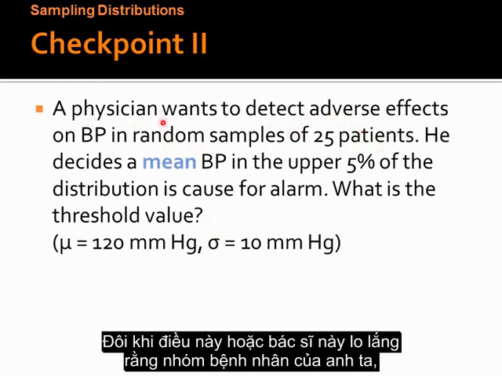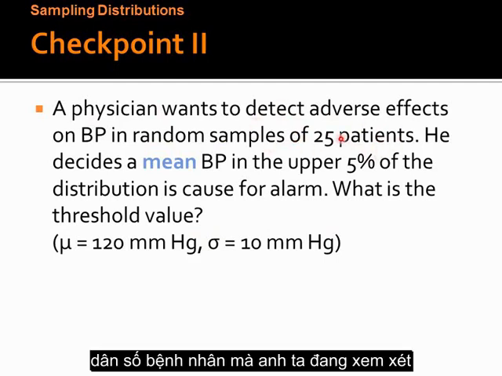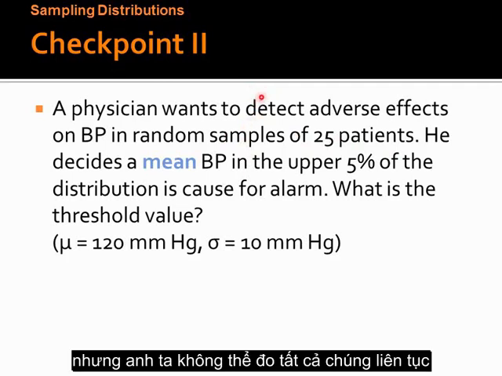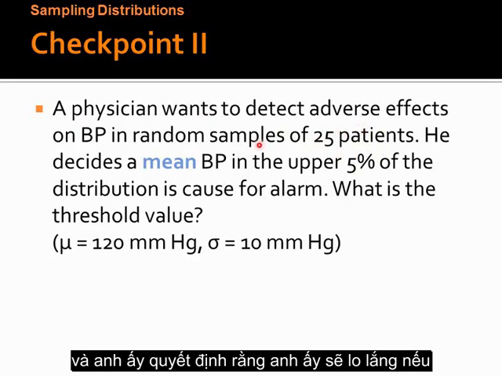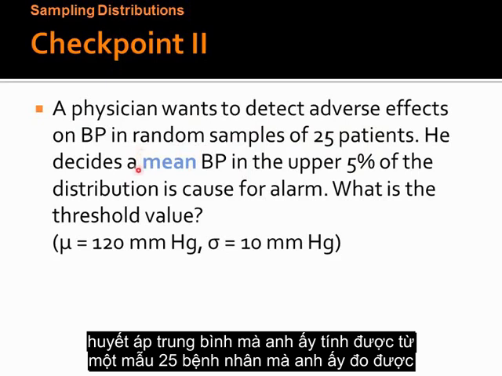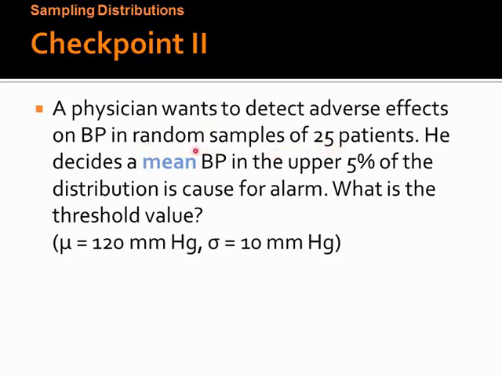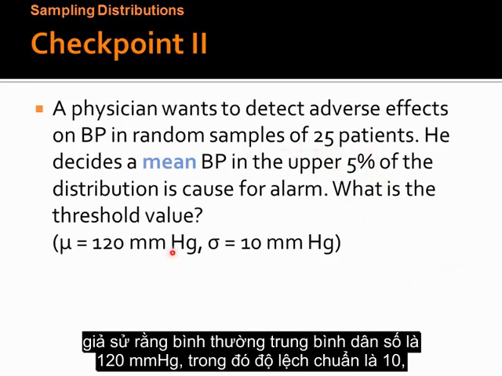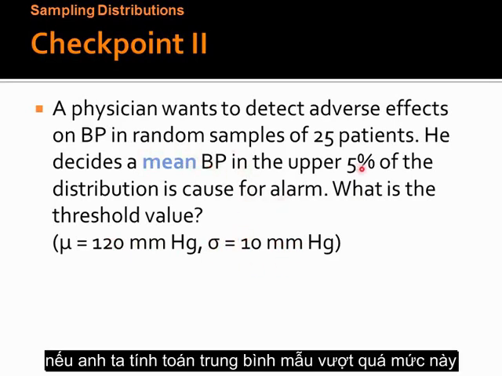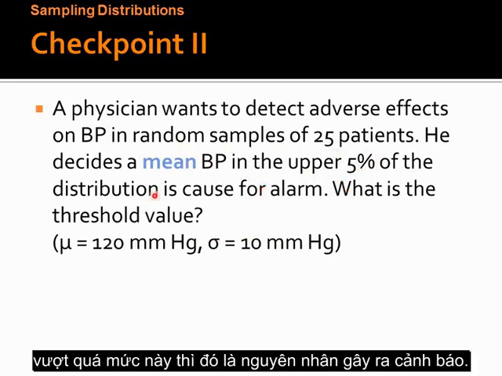Sometimes this physician is worried that his group of patients, this population of patients that he's looking at, possibly have higher blood pressures than normal. But he can't measure all of them constantly, because that would be a waste of time. So he decides to take random samples of 25 patients at a time, and he's going to get worried if the mean blood pressure he calculates from a sample of 25 patients goes above the upper 5% of what he expects, assuming the normal population's mean is 120 millimeters of mercury with a standard deviation of 10. If he calculates a sample mean that exceeds this, then that's cause for alarm.